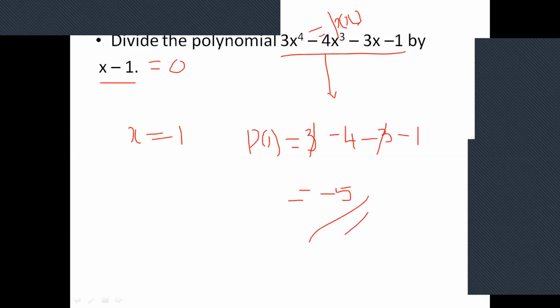Most of the things are correct. Okay, yes. So I hope it is very clear to you. So this is about the remainder theorem. So the answer is minus 5.